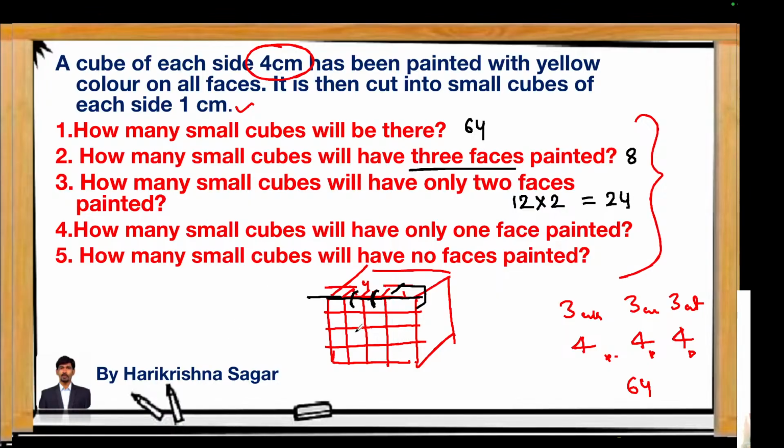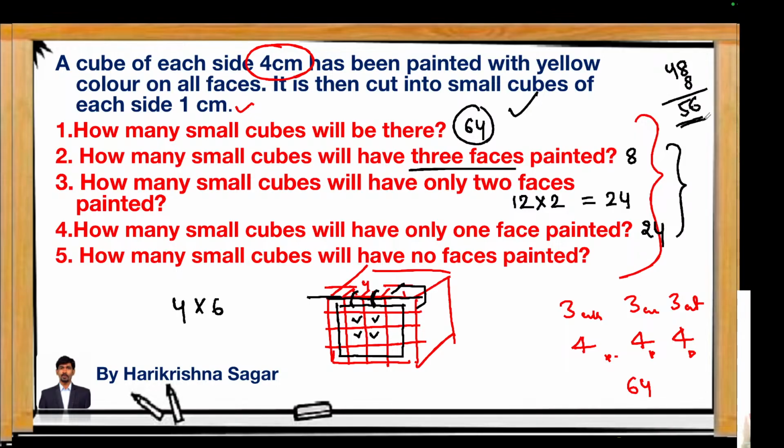And how many are 1-side painted? Anyway, the corners and edges are already taken. So what is left over? These 4 are going to be left over on one face. On one face I found 4 cubes which are one side painted, but I have 6 faces. So 6 into 4, 24 should be my answer for the fourth question. How many are no side painted? For this, you look at the total cubes, which is 64, and how many are one side, two side, three side painted. 48 plus 8 is 56. So 56 are painted, and the remaining 8 are no side painted. So your answer must be 8.